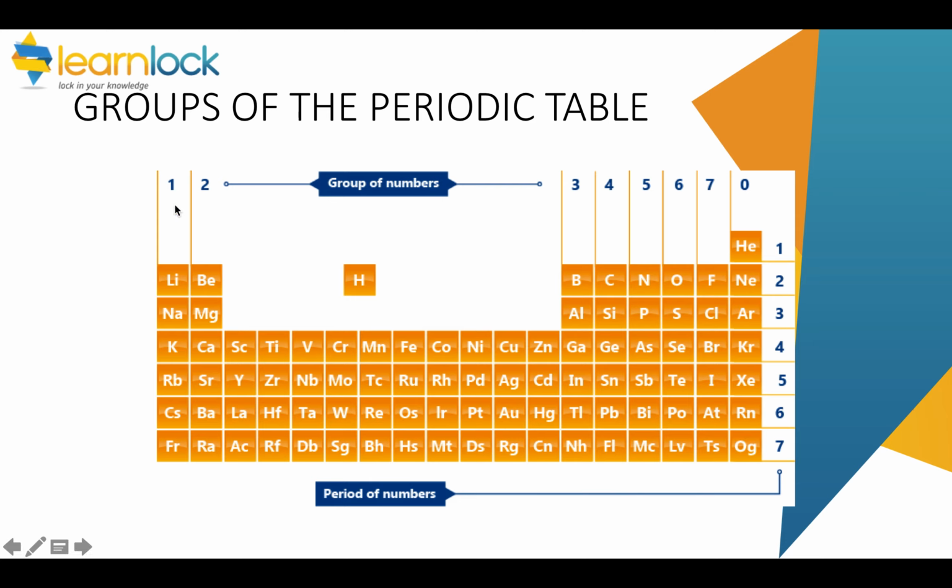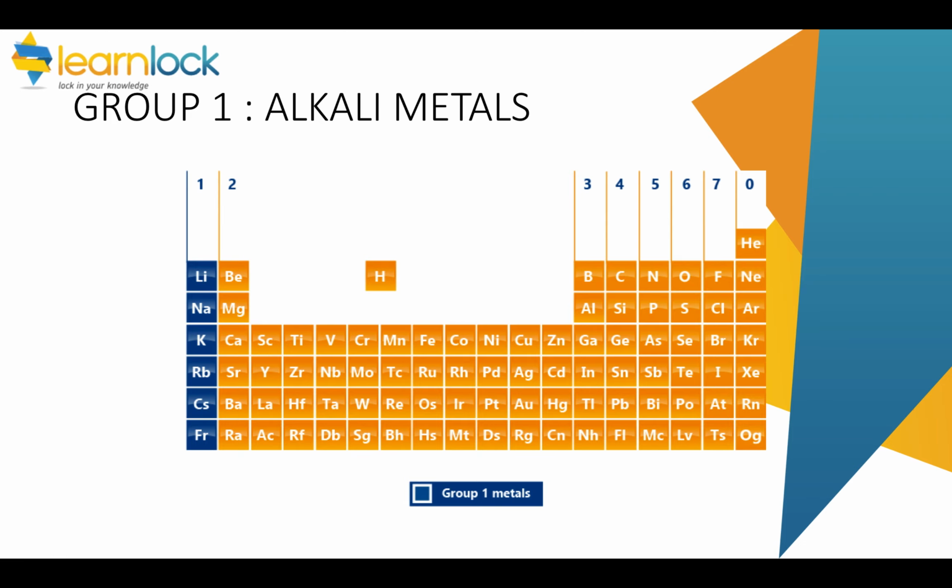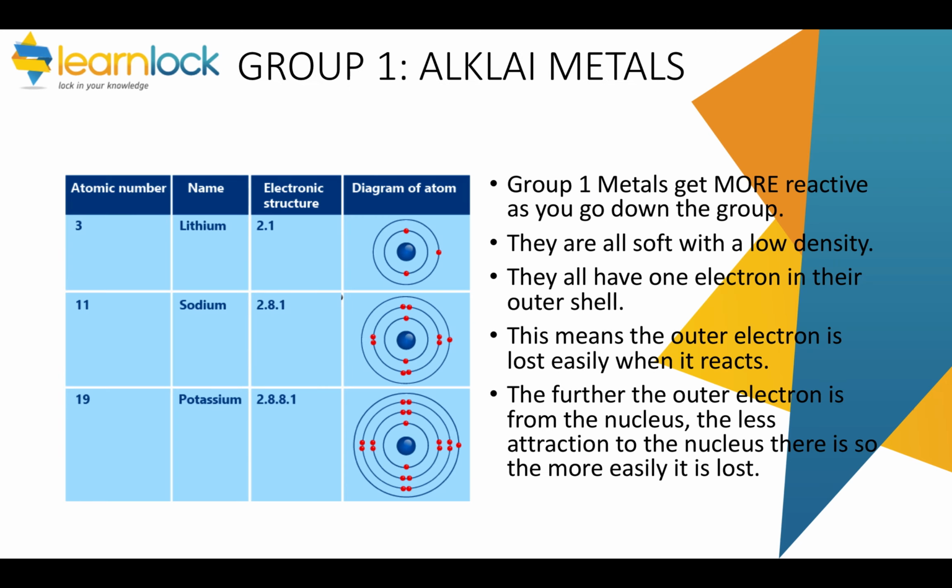You will need to know about group 1, group 7, group 0, and the section in the middle here called transition metals. Starting with group 1, these are called alkali metals. They include lithium, sodium, potassium, rubidium, cesium and francium. Group 1 metals get more reactive as you go down the group.